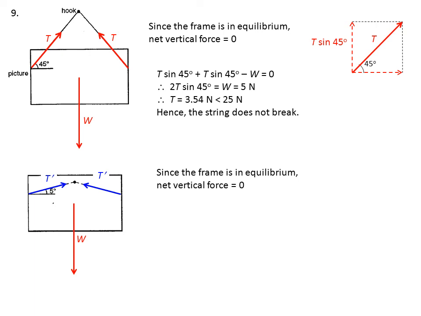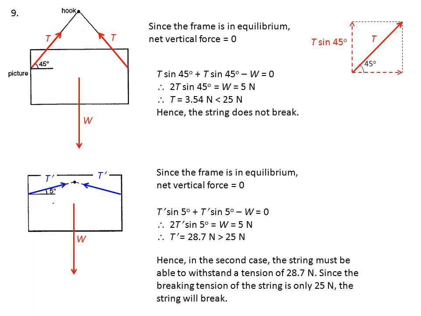Since the frame is in equilibrium and the net vertical force is 0, we resolve the two tensions, T prime, to get T prime sine 5 plus T prime sine 5 minus W is 0. So again, we solve in the same manner, and we get T prime to be 28.7 newtons, which is larger than 25 newtons. So we find that in the second case, the string must be able to withstand a tension of 28.7 newtons for it not to break. Right, since the breaking tension of the string is only 25 newtons, we conclude that the string will break.